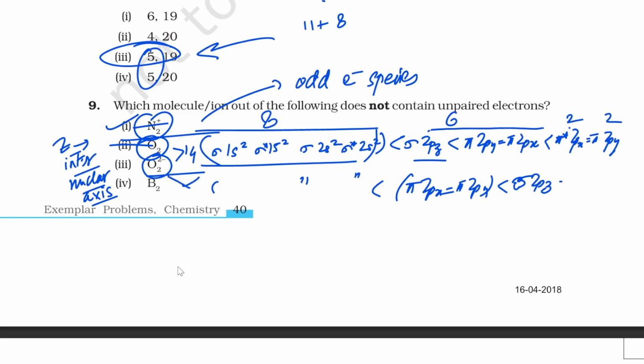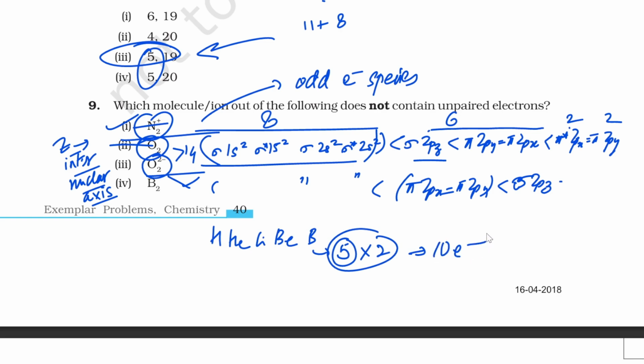Okay? Why is B2 not the answer? What is B? What is boron? Hydrogen, helium, lithium, beryllium, boron. That means lucky number 5. I don't know why I did that. Into 2, right? So you got 2 of those. So that's 10 electrons. Okay.